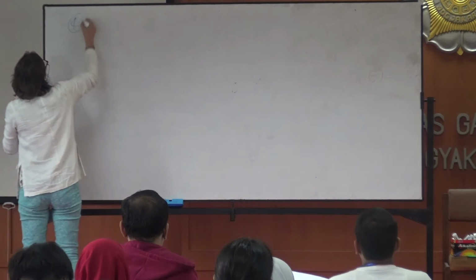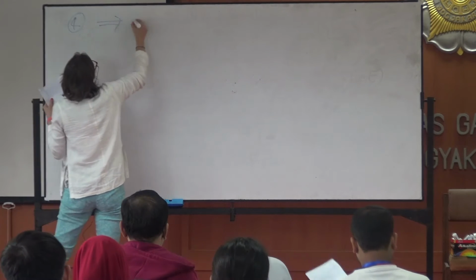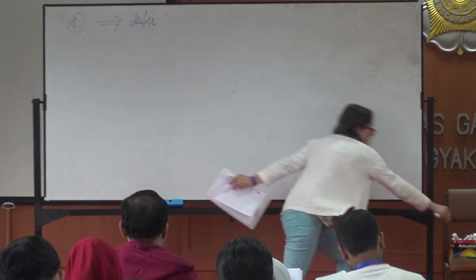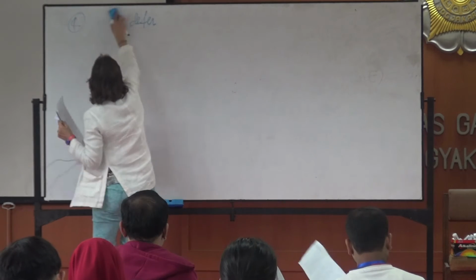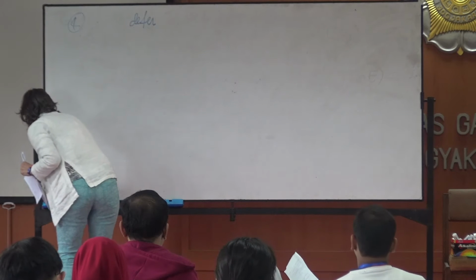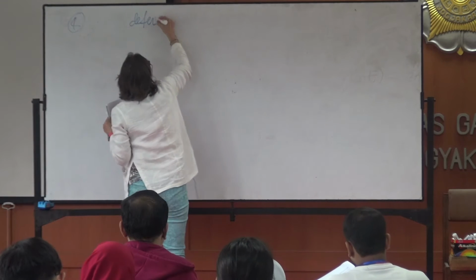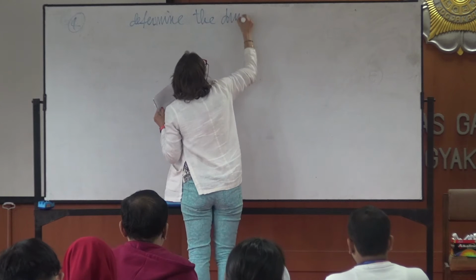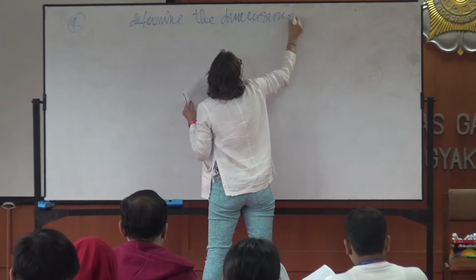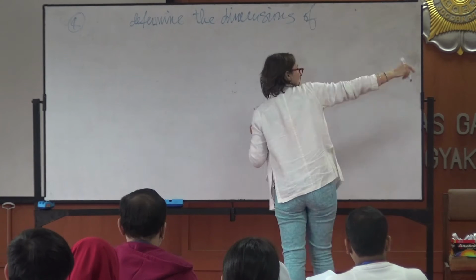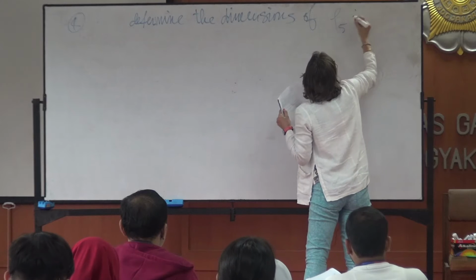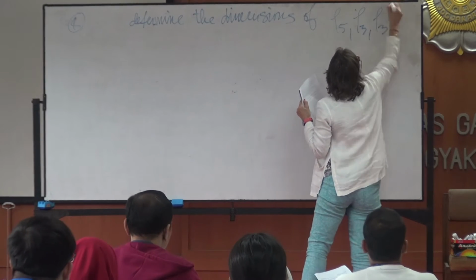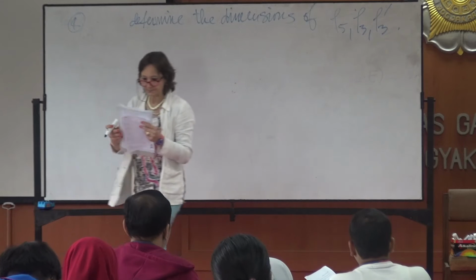So question 4 will determine, no implications, determine the dimensions of row 5, row 3, and row 3, 1.